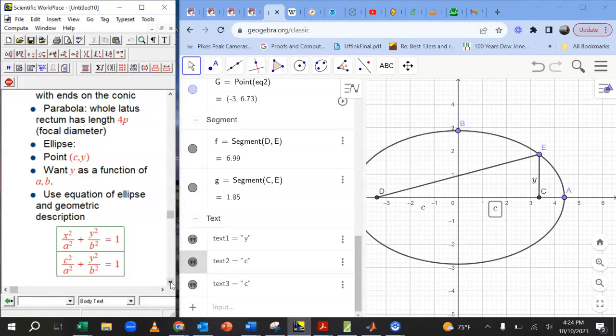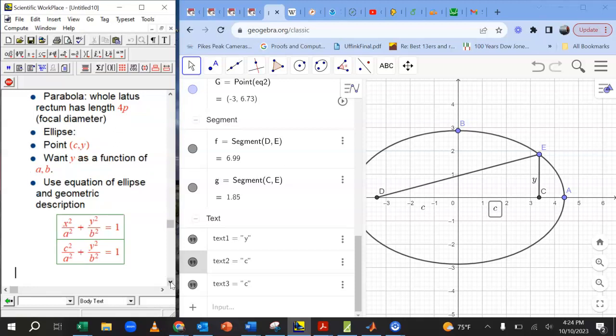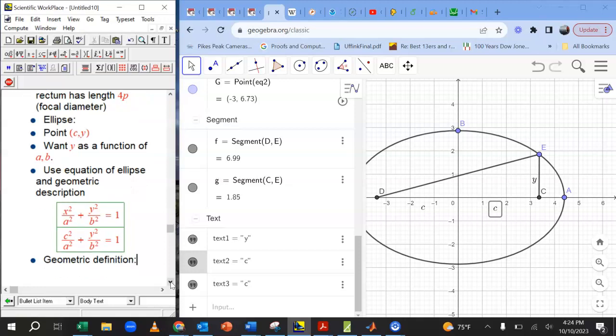Okay, the other part of the story is that geometric definition, I guess I should say, is that the sum of the distance from E to C and from E to D should be equal to 2a. We haven't focused on that too much, but you've seen it, and we're going to use it in a very nice way now. So the distance from E to C is obviously y.